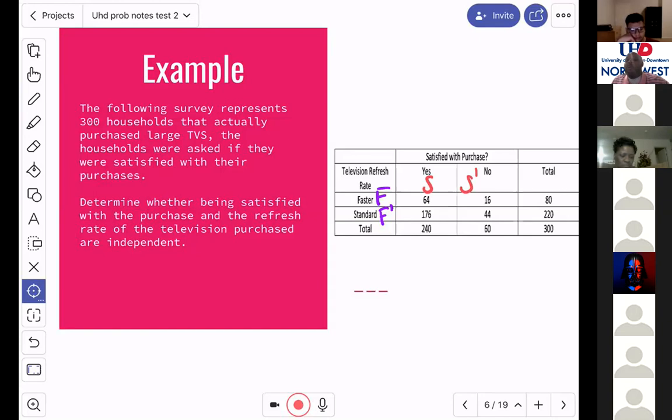Now, intuitively, what do you think? Do you think a faster rate or a standard rate is going to be more satisfactory? Faster or standard? Or do you think it's going to matter at all before we even start this problem? You'd probably be more happy with a faster rate, right? I got that. That's what I would think too. But let's see if they're independent. It may not even matter.